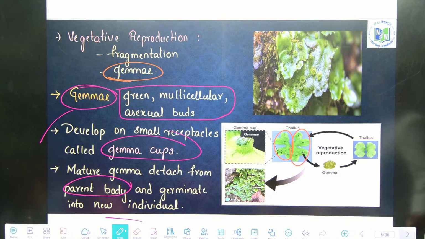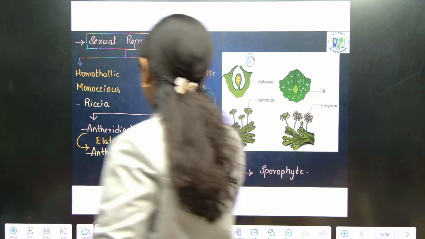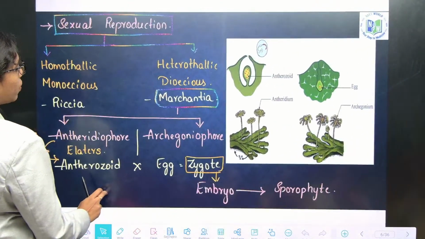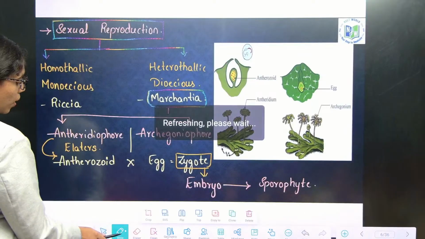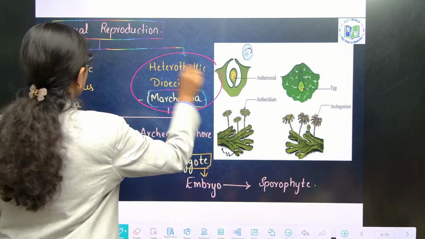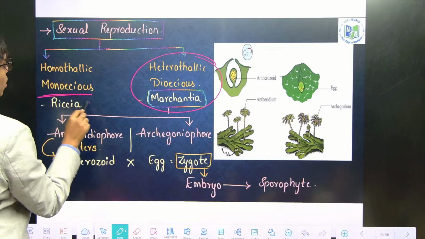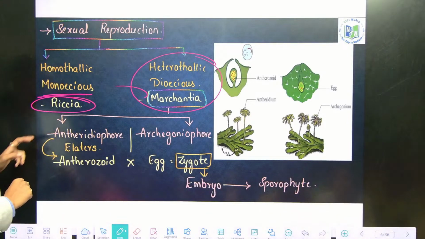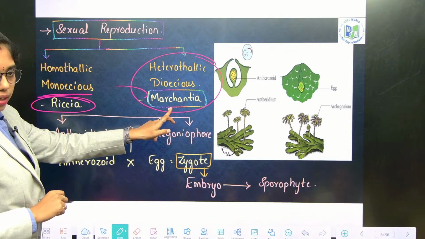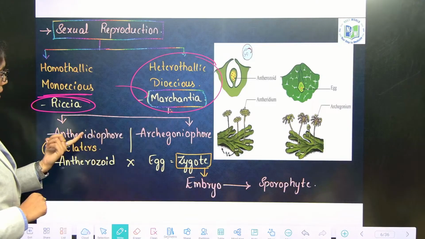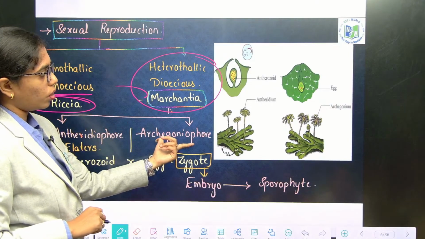Next is homothallic and heterothallic structures of liverworts. Of course, Marchantia is what? Heterothallic or dioecious. Homothallic or monoecious includes Riccia. It is dioecious or heterothallic. It has antheridiophores and archegoniophores.